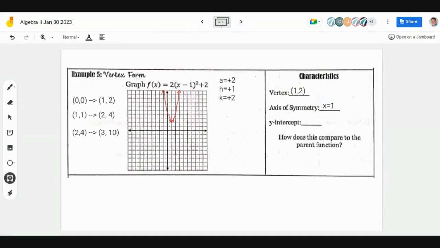And the y-intercept now is going to be at 0, 4. If we put 0 in, 0 minus 1 is negative 1. Negative 1 squared is 1. 2 times 1 is 2, plus 2 is 4. So how's this compared to the parent function? All right, let's write this up.